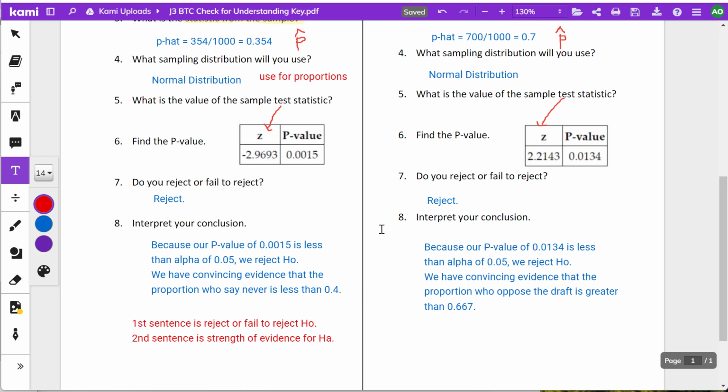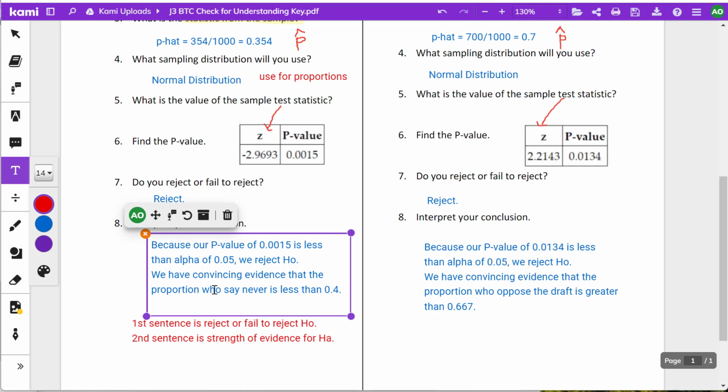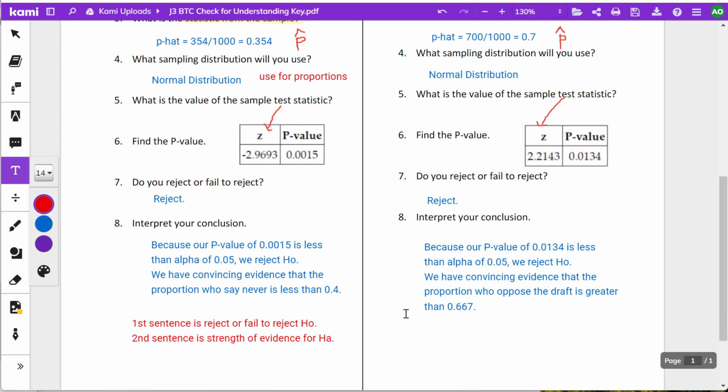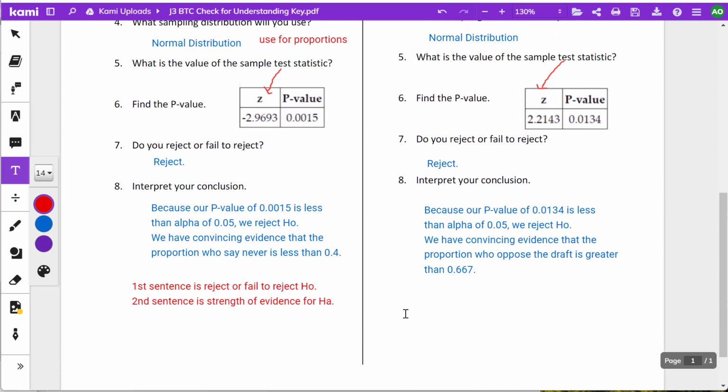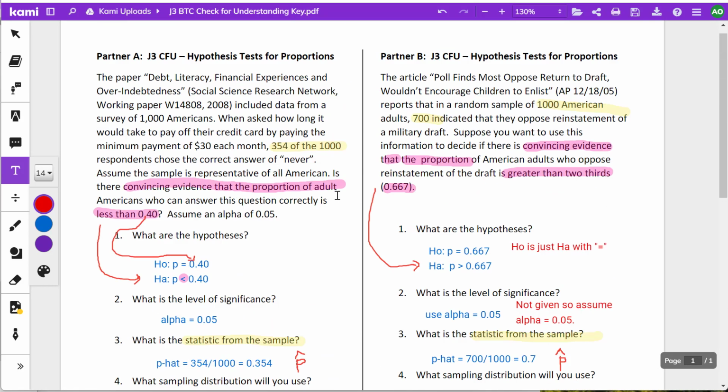Come in handy if you decide. By the way, some of my stats kids who take the regular course go on to taking the AP course. And so in that case, the difference is you would actually, instead of selecting which one's the right conclusion, write the correct conclusion. And that brings us to the end of this check for understanding.